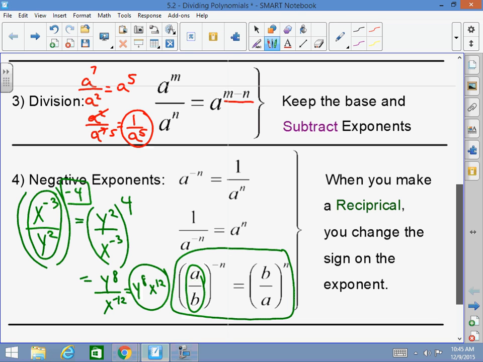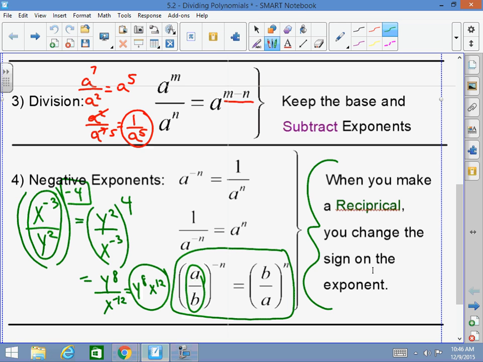So again, what does this mean? That when you make a reciprocal, you change the sign of the exponent, not on the exponent. You change the sign of the exponent. Okay, so these are the rules.